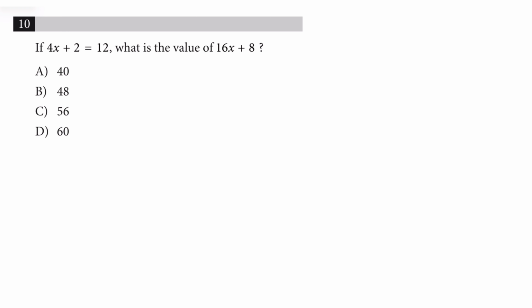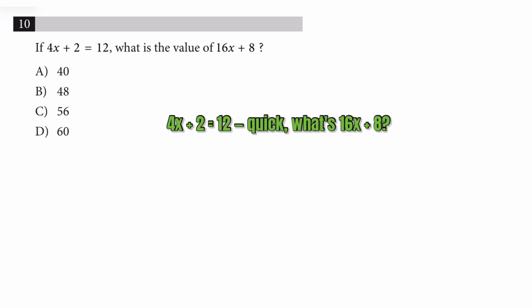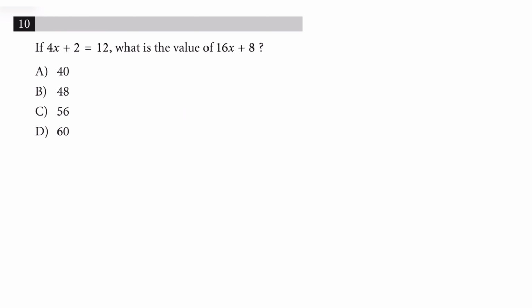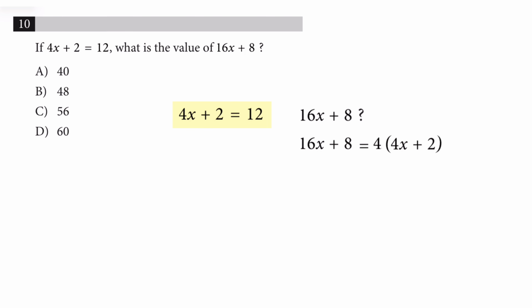Up next, a clever algebra shortcut that'll save you a ton of time. We're given 4x plus 2 equals 12 and asked for 16x plus 8. Notice, 16x plus 8 equals 4 times (4x plus 2). So 4 times 12 equals 48. That's 48. Choice B. Smart multiplying, love that trick.